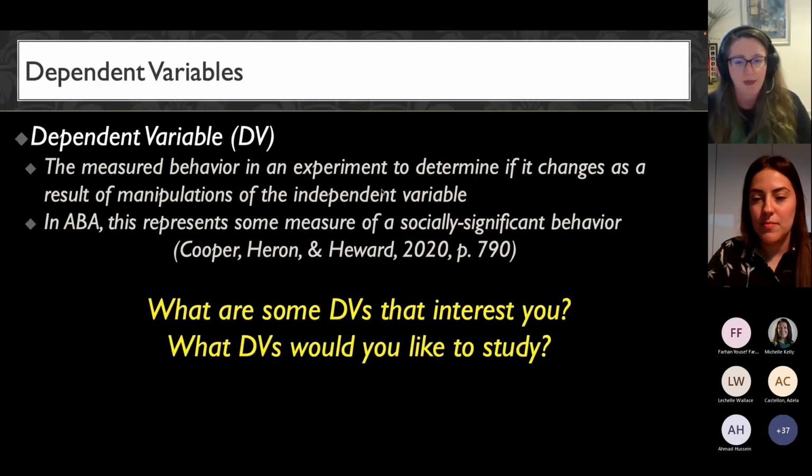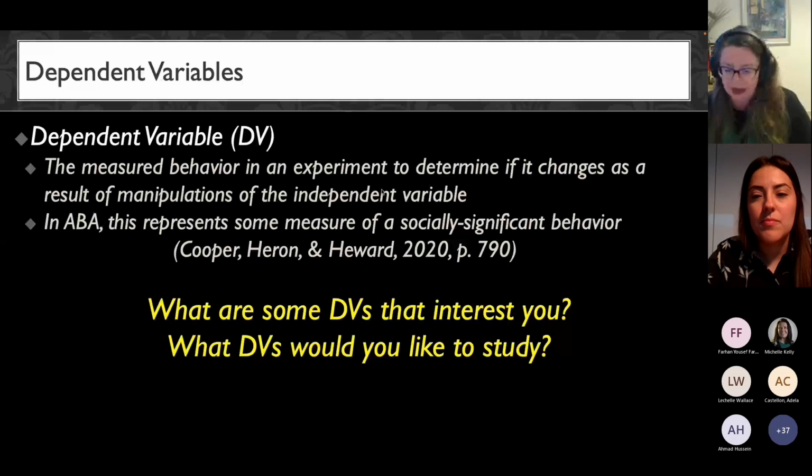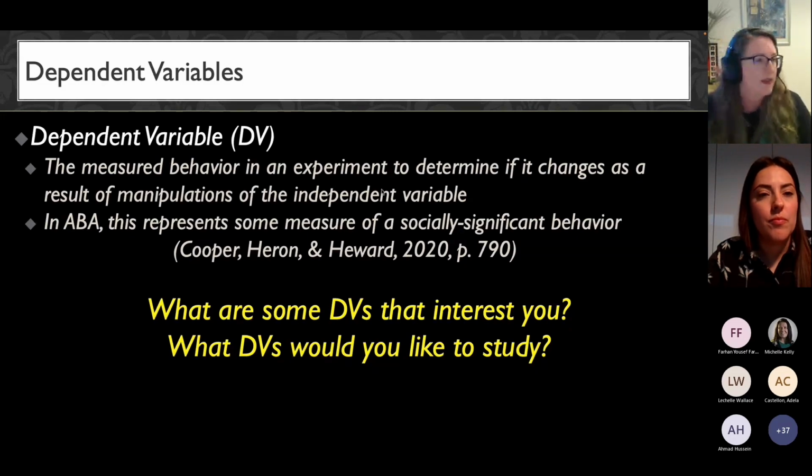For the sake of time, I'm going to move on to the next one, but think about what are some DVs that interest you? What behaviors do you like working with in a clinical setting? Yeah, Belen, what behaviors do you want to study? Often target behaviors might be something like greetings. We want to increase greetings. We want to increase self-feeding, or we want to decrease aggression, things like that.